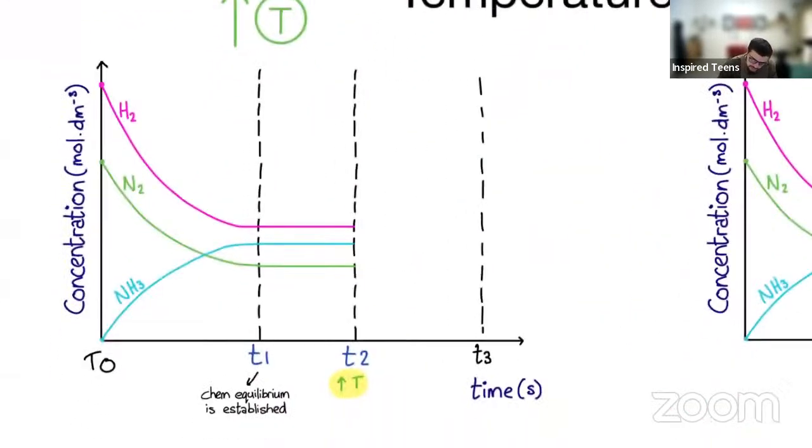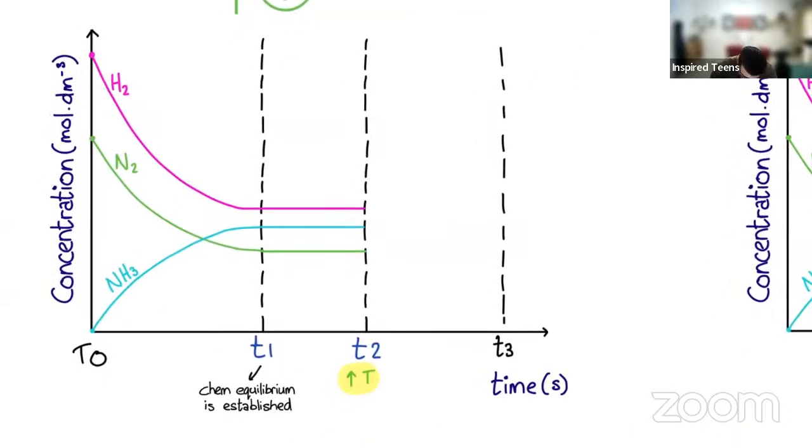So reverse reaction is favored. What happens to my reactants? Reactants increase. Okay, both reactants increase. But the products decrease.